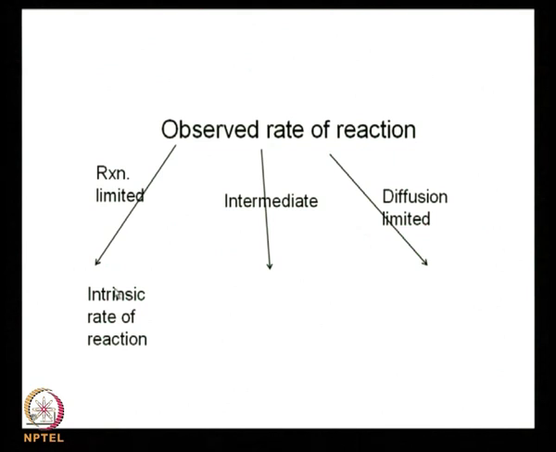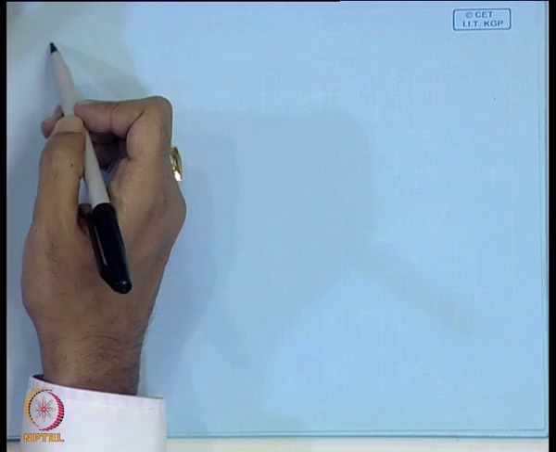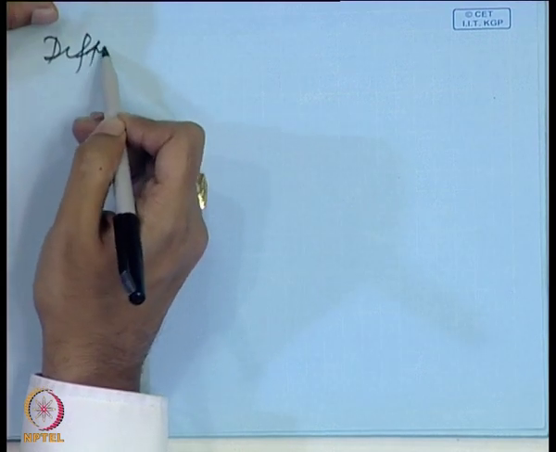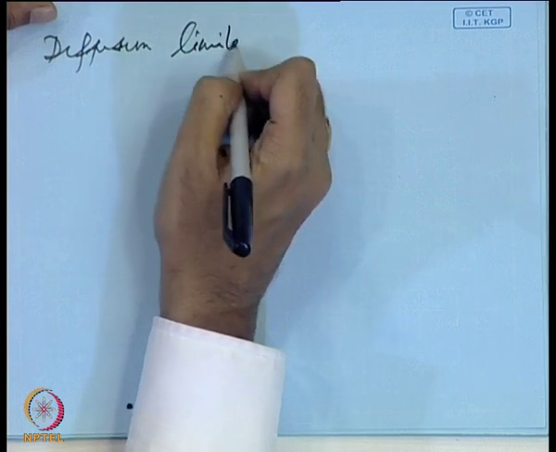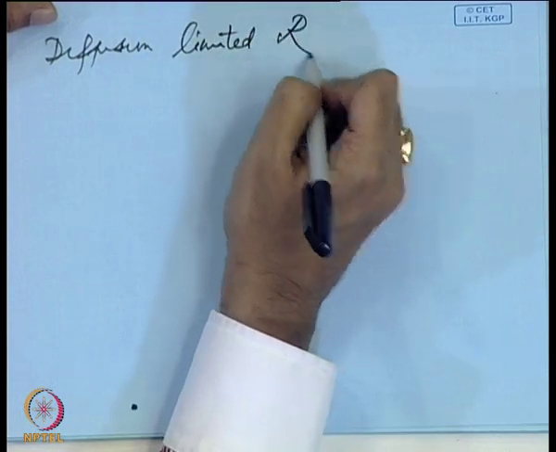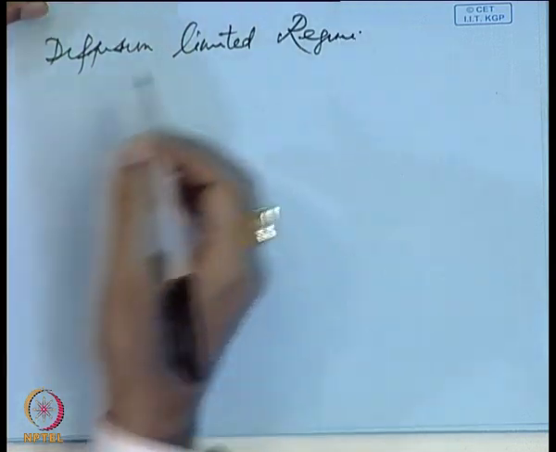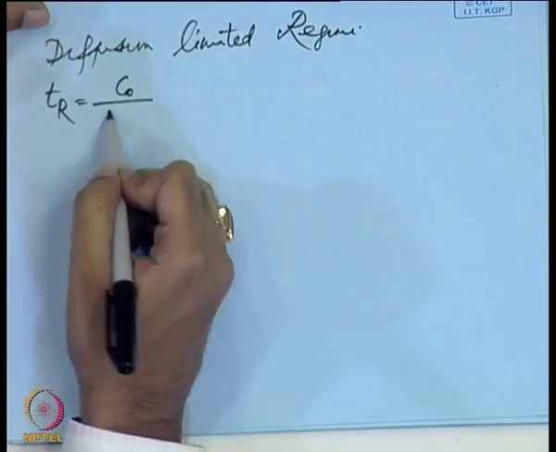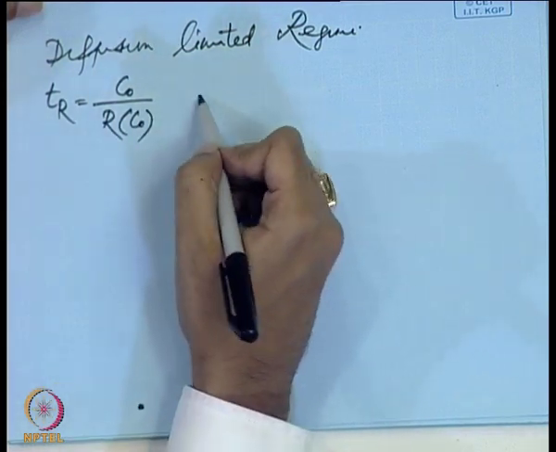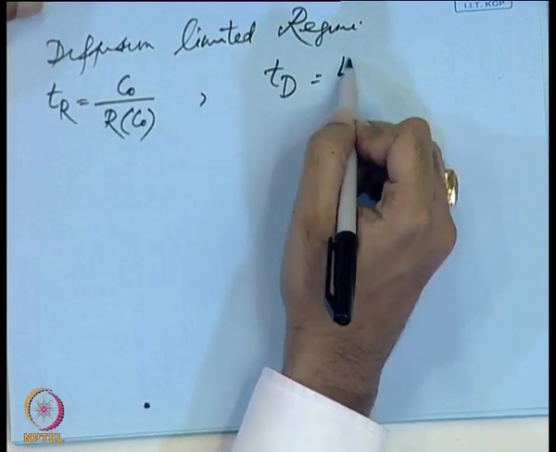Okay. So, let us go to the next one. What I want to do is the last one, the diffusion limited regime, and we have already done this. So, it will take us a few seconds to do. So, diffusion limited regime, again my T r is C naught over R C naught, my T d is L square over d m.